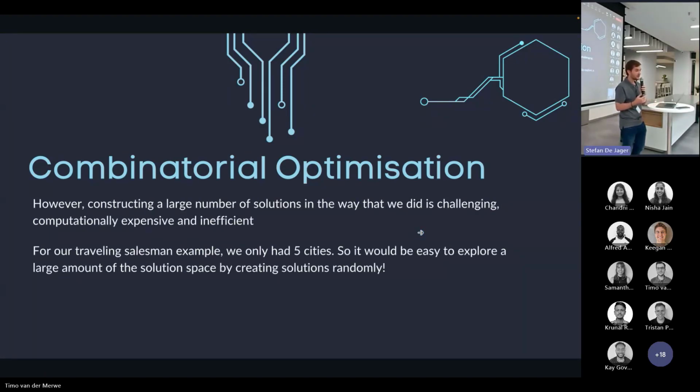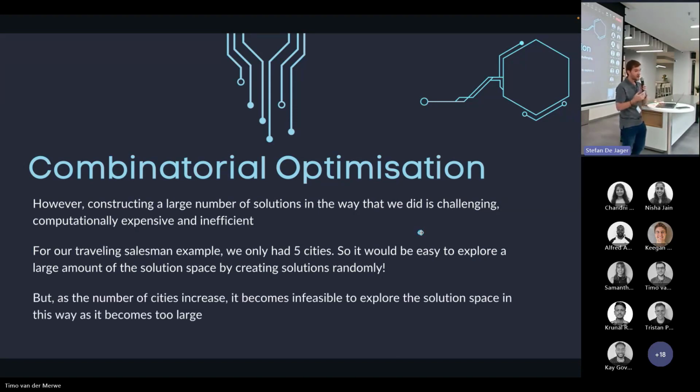However, constructing a large number of solutions in the way that we just did is very challenging. It's computationally expensive and it's very inefficient. For our traveling salesman example, we only had 5 cities, so it would be pretty easy to explore the entire solution space by just constructing solutions randomly. However, as the number of cities in a problem increases, it becomes infeasible to explore a large enough amount of the solution space to find a good solution for the problem.